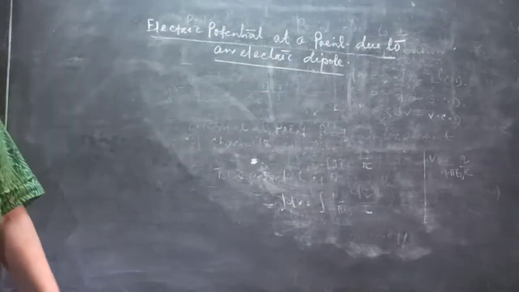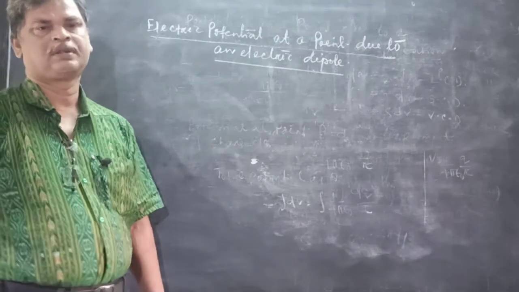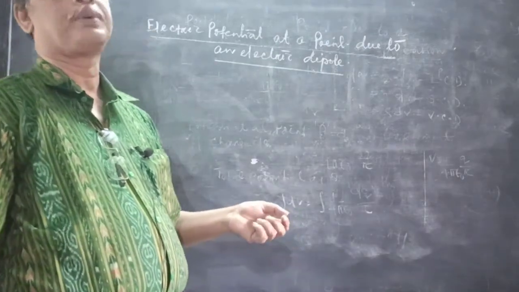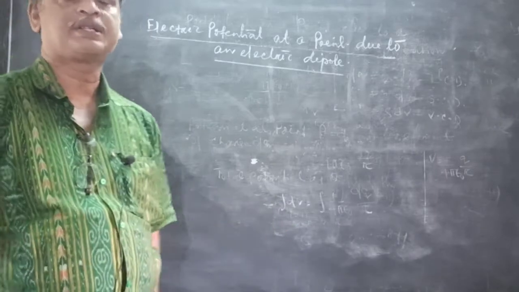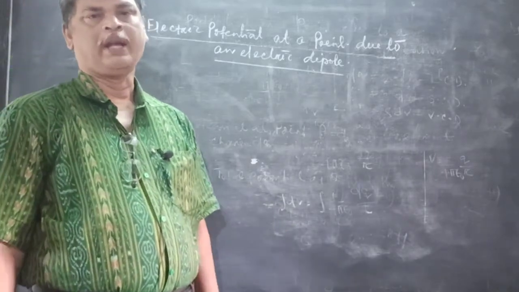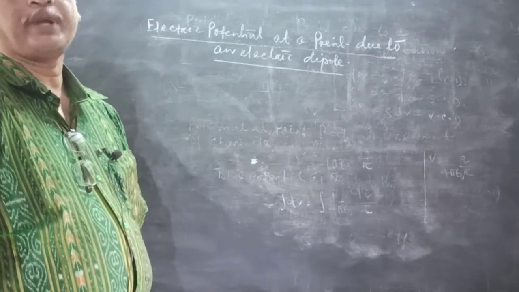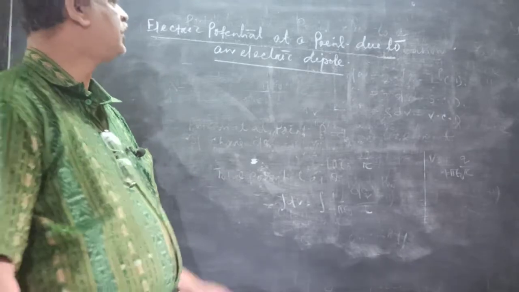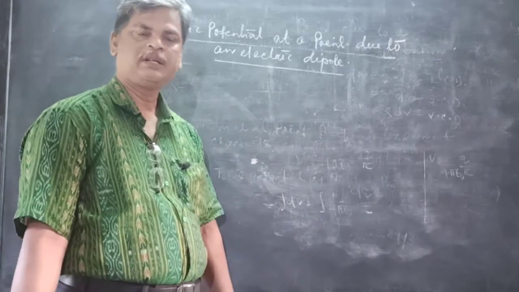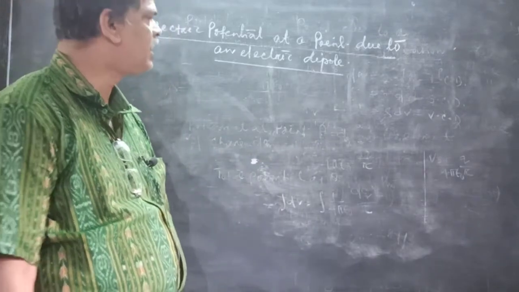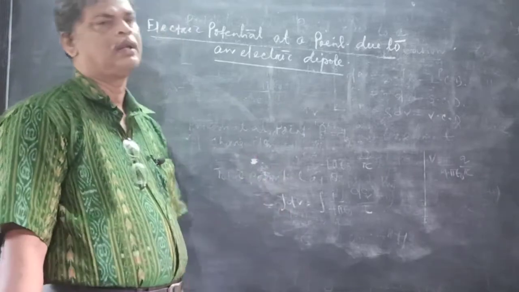Clear? You know what is a dipole? A dipole is nothing but a system that consists of two equal and opposite charges separated by a distance. The distance between the two poles is known as the dipole length, you can write 2a. The line joining the two poles is known as the axial line, and the line that is perpendicular to the axial line and passing through the center is your equatorial line.